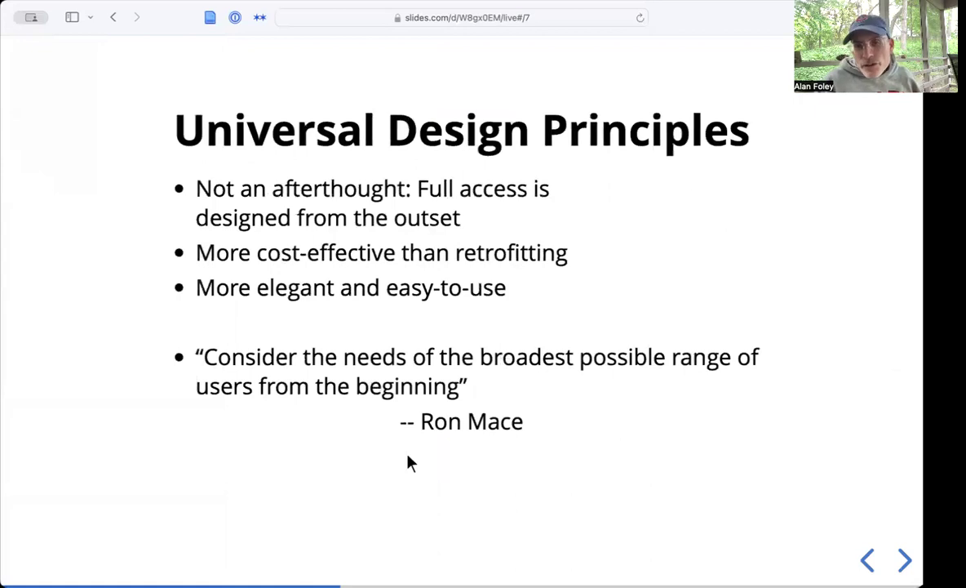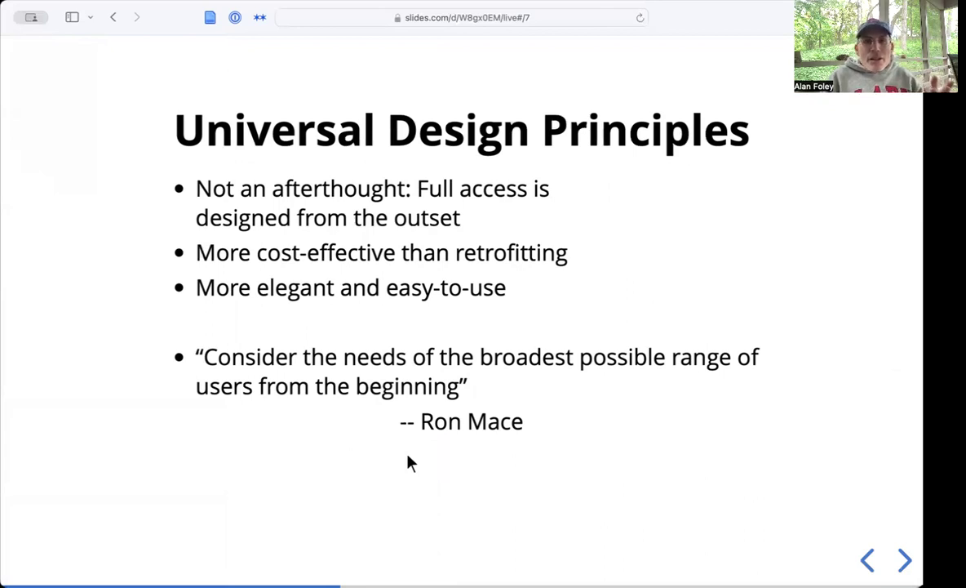So what are some universal design principles? Well, the idea here is that universal design, designing something for the broadest range of people, designing with accessibility in mind from the outset, is that it's not an afterthought, right? That we consider full access, full accessibility from the outset.